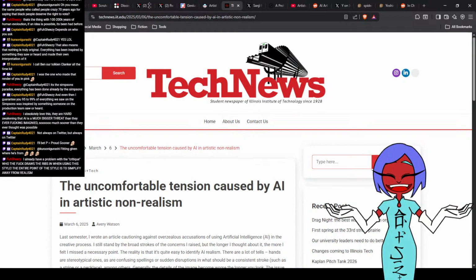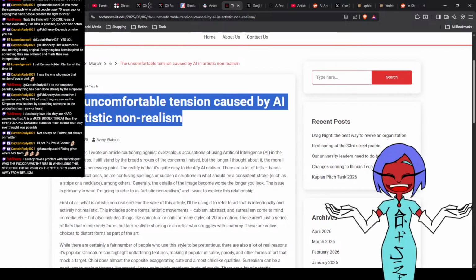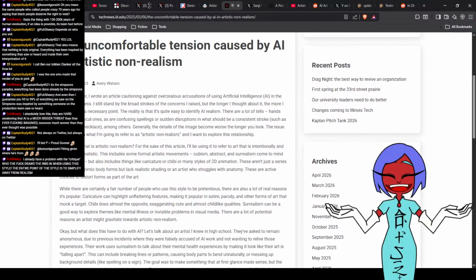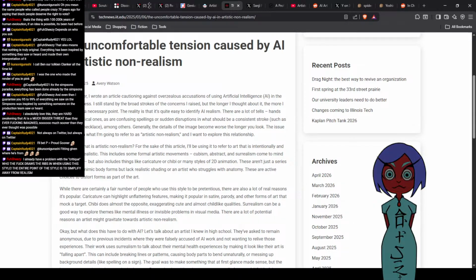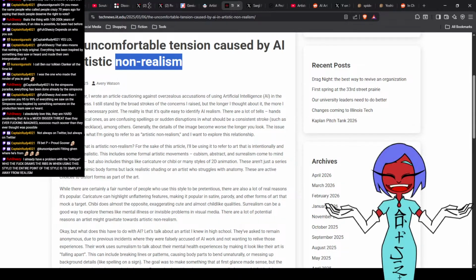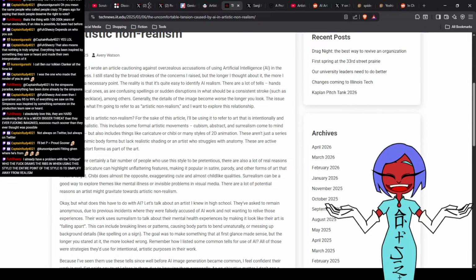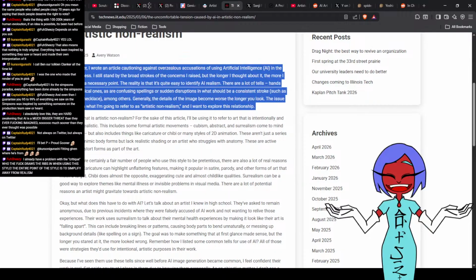Here's another example. Uncomfortable tension caused by AI and artistic non-realism. Again, realism is not the end-all be-all. So, and this is about, let's see, "Last semester I wrote an article cautioning against overzealous accusation of using artificial intelligence in the creative process. I still stand by the broad strokes of the concerns I raised, but the longer I thought about it, the more I felt I missed the necessary point."